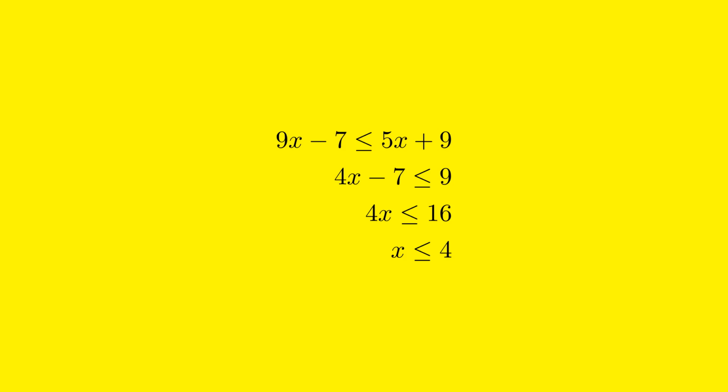For our last step, we divide both sides by 4 to solve for x. 4 times x divided by 4 equals just x on the left side, and 16 divided by 4 equals 4 on the right side. So by doing this step by step, we get x is less than or equal to 4. Thus, the correct answer is x is less than or equal to 4.